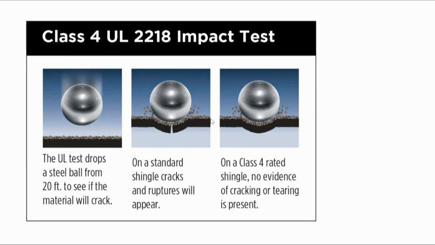So the standard test uses a steel ball dropped from 20 feet to see if the material will crack. And that is because if the material cracks and ruptures, your roof's going to leak. So on a class 4 rated shingle, there'll be no evidence of cracking or tearing present.